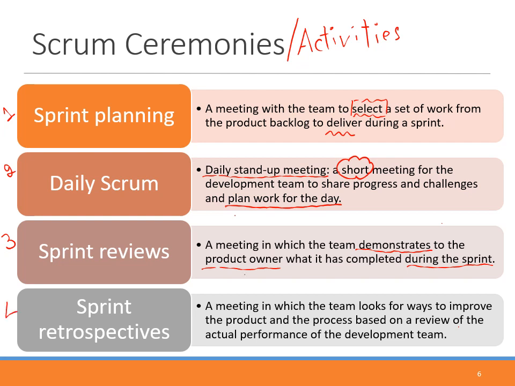Then the fourth one, sprint retrospective, is another meeting in which the whole team, again together, looks back at the whole sprint that has passed, for 2 weeks, 3 weeks, and so on. Then we see what has been done well, what has been done not so well, and what should be improved for the next sprint so that we don't have the same problem or the same mistake. So it is a meeting with the purpose of reviewing the actual performance of the whole team.